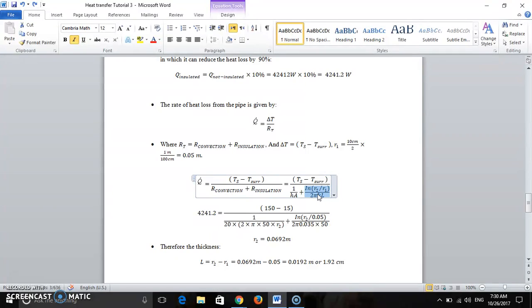R insulation is given by this equation. It's given in the book, and in this equation we have R2, which is the radius of the pipe plus the insulation. R1 is the radius of the pipe only, over 2 multiplied by pi multiplied by K. K is the thermal conductivity, which is given in the question. L is the length of the pipe, which is 50 meters.